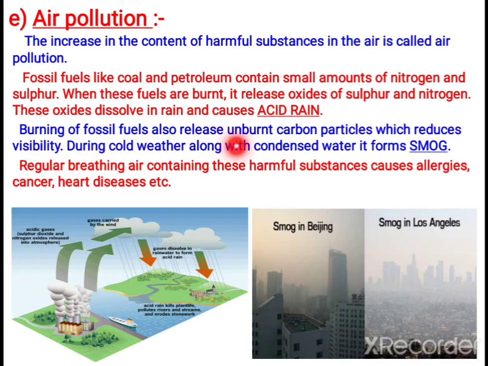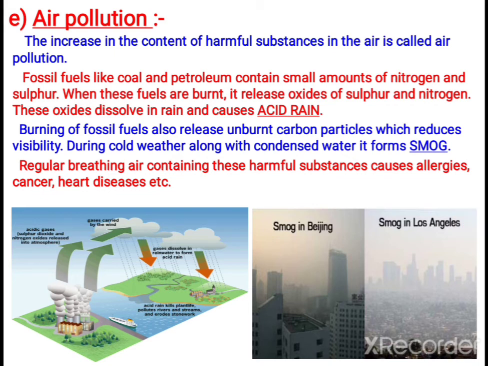Burning fossil fuels also release unburnt carbon particles. These unburnt carbon particles reduce the visibility. During cold weather, they get condensed along with the water vapor and result in the formation of smog. See here, the smog reduces the visibility. Regular breathing of this can cause respiratory problems. The smog is found a lot even in Delhi.